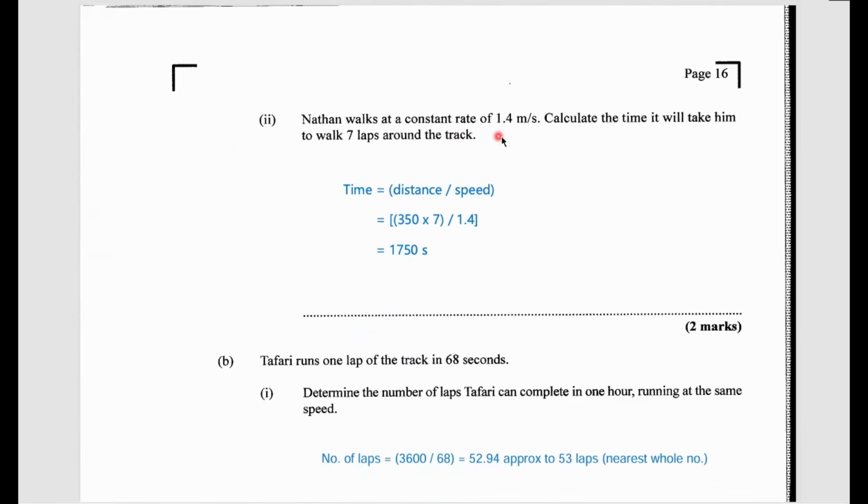Newton walks at a constant 1.4 meters per second. Calculate the time it will take him to walk 7 laps around the track. Well, we know time is distance over speed. That's assuming speed is constant, which it is. And what will be your distance? It will be 350 by 7, because 7 laps, divided by 1.4, get 1,750 seconds.